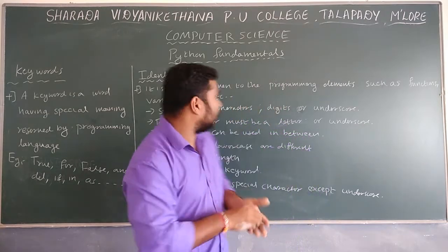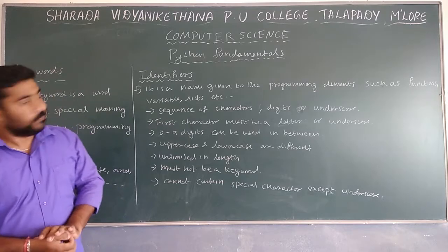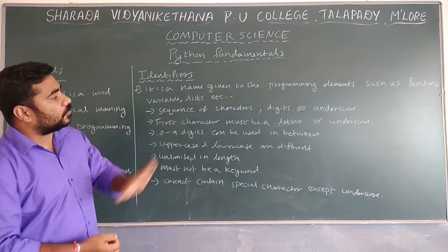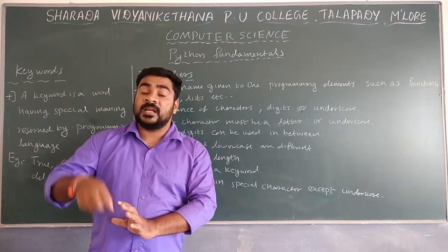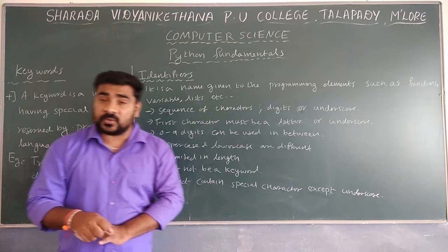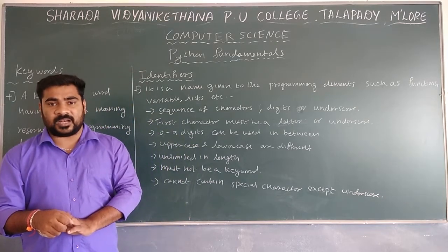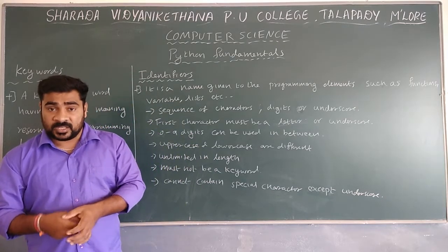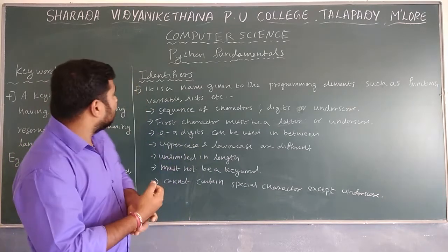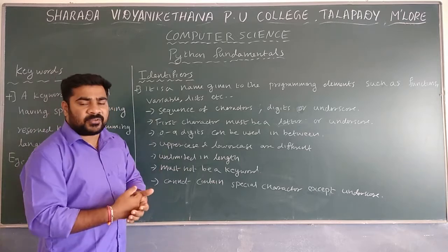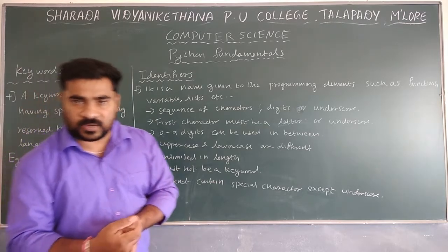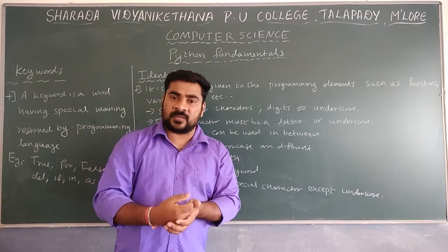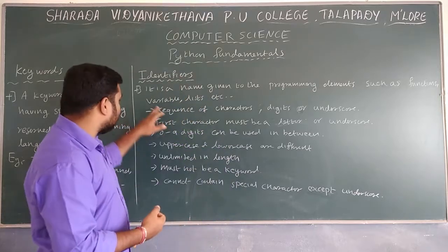The next important one is identifiers. An identifier is a name given to a programming element. Identifier means a name given to a programming element. For a programming element, we provide some name, and those names are known as identifiers. As programming elements, we can take functions. If we are using functions, that is a programming element.